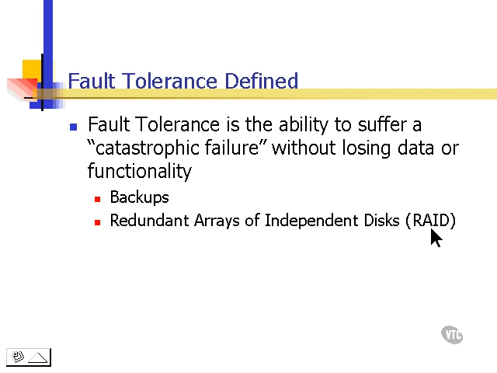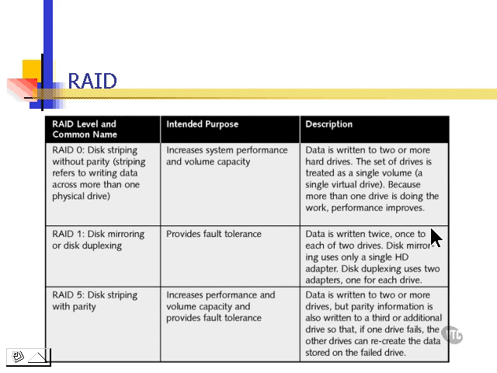There are 3 levels of RAID with which we should be familiar, especially for the certification exam. RAID level 0 is also called disk striping without parity. And striping refers to writing data across more than one physical drive. Disk striping without parity is intended to increase system performance and volume capacity. So data is written to 2 or more hard drives, and they are treated as a single logical volume.